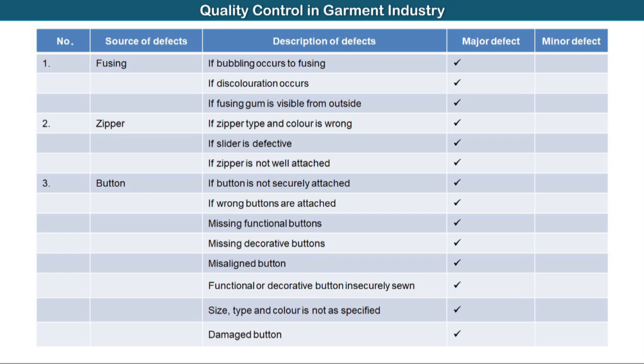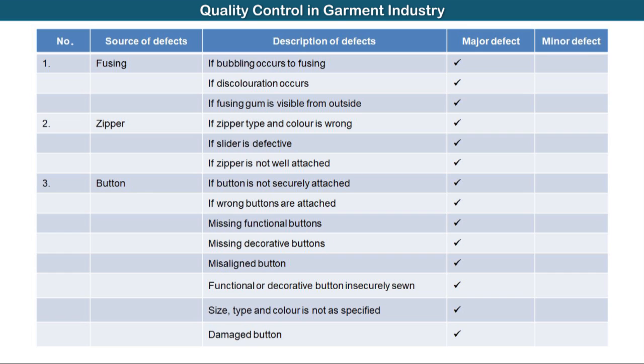Missing functional buttons. If the center front of a shirt needs a certain number of buttons and one button is missing, those are called functional buttons, and missing functional buttons will fall under the category of major defect. Missing decorative button: for zone B it's a minor, for zone A it's a major. So if the defect is in zone A, although the button is decorative, that comes under the major defect.